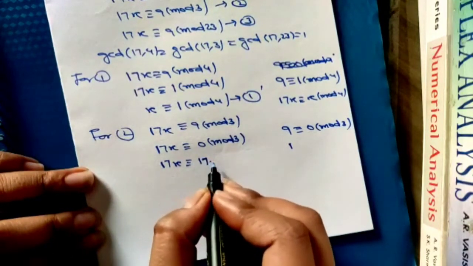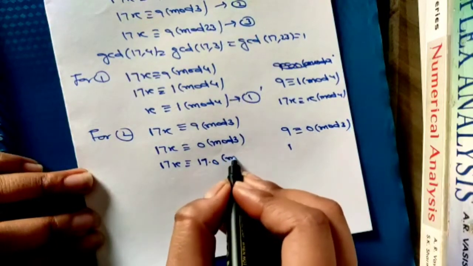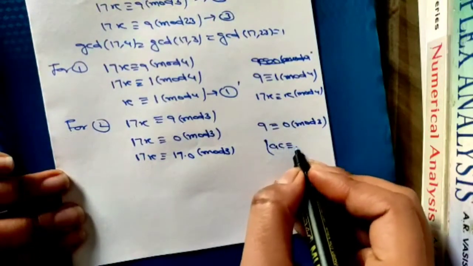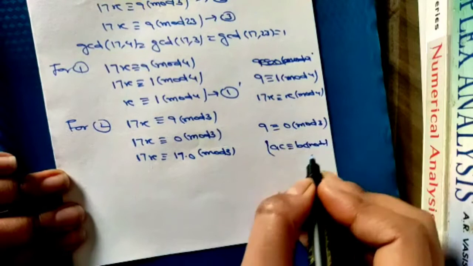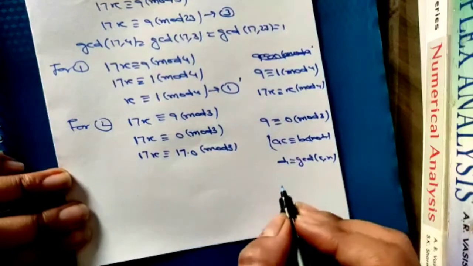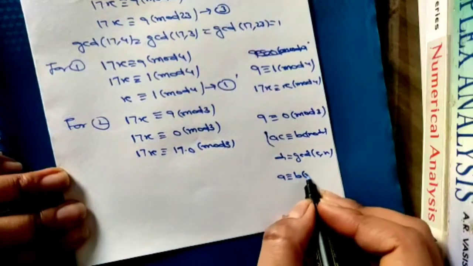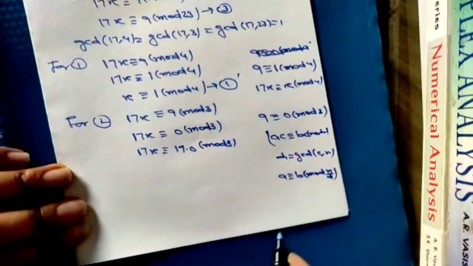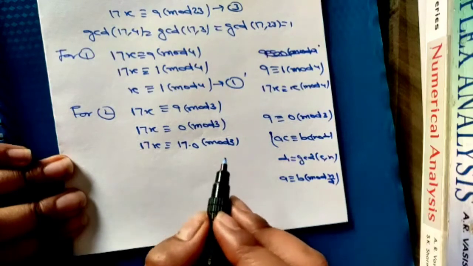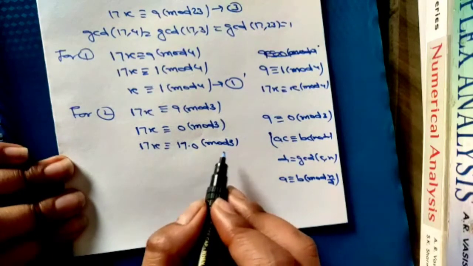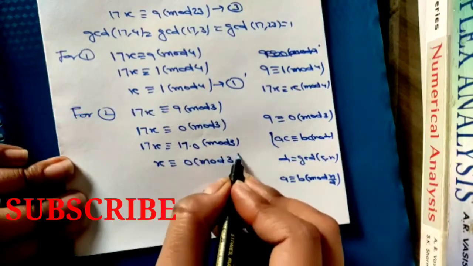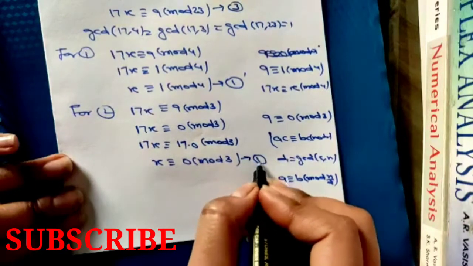This is 17 product 0 mod 3, and you know one of the properties that AC congruent BC mod n, and D is equal to GCD of C and N, then A congruent B mod n divided by D. Okay. So here the GCD of 17 and 3 is 1. So you can easily write it as x congruent 0 mod 3. Okay. So this is 2 dash.